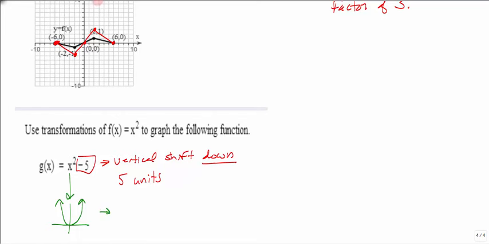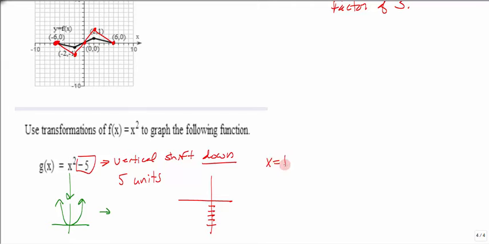Now we have to be careful of a couple things. First of all, when we shift this down 5 units, it was here from the vertex, I shift it down 5 units. I don't know how wide or narrow it is, so I have to pick one other point, and it doesn't matter what we do. I'm just going to let x equal, let's say, 1.